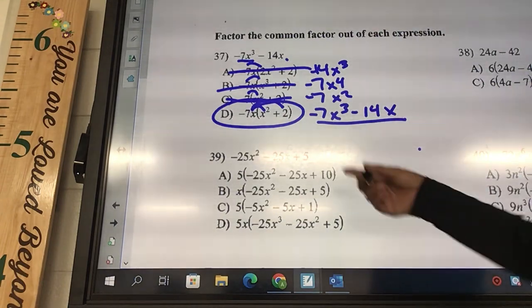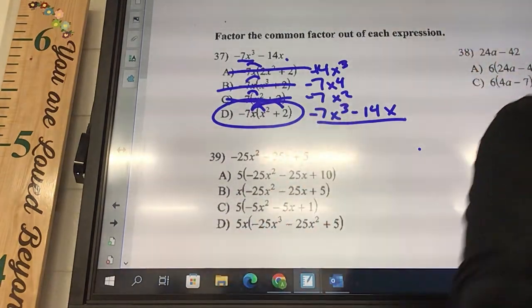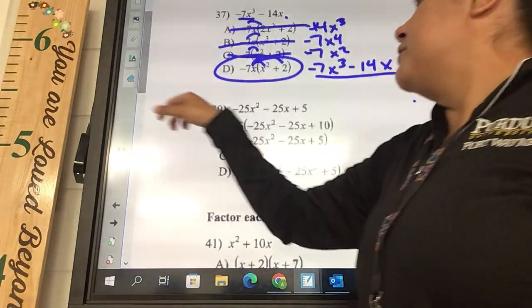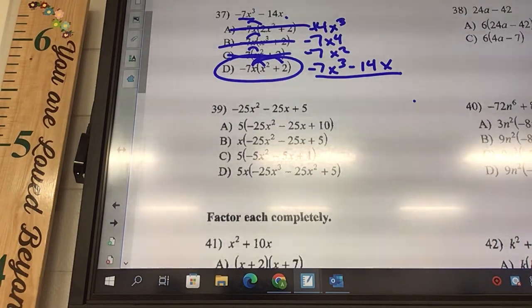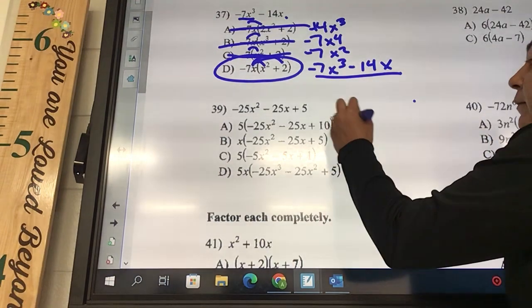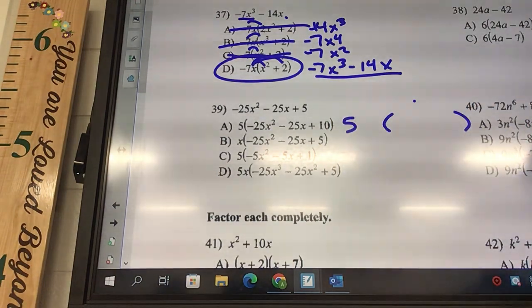Whereas 39, although it's the same type of problem, the same type of factoring, what is the smallest number up there? I got 25, 25, and 5. 5, so I can pull out nothing bigger than a 5. So a 5 is going to be on the outside. Okay, and again, stop. What can you eliminate?